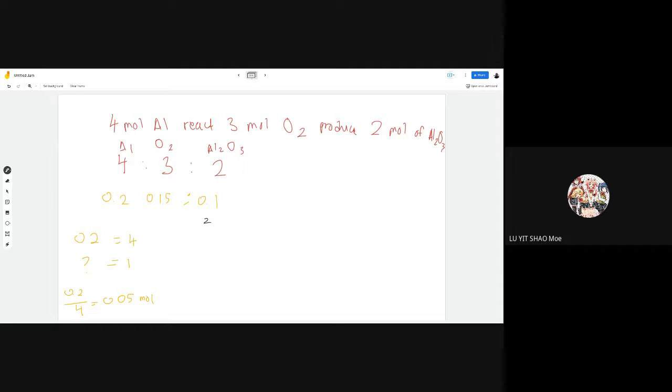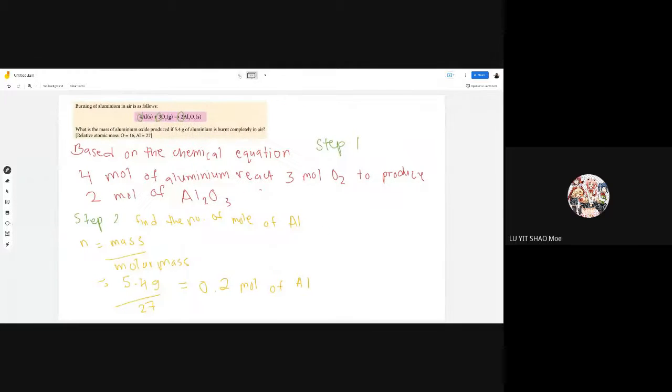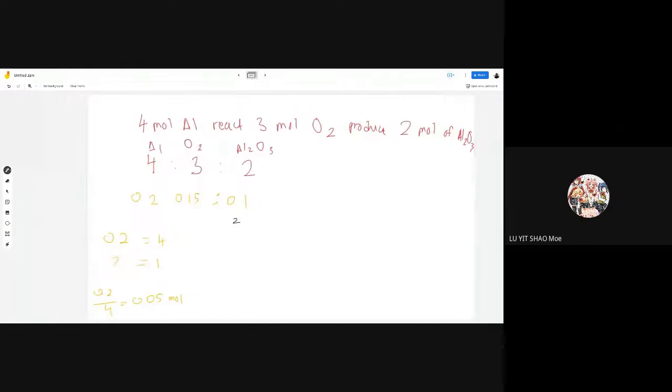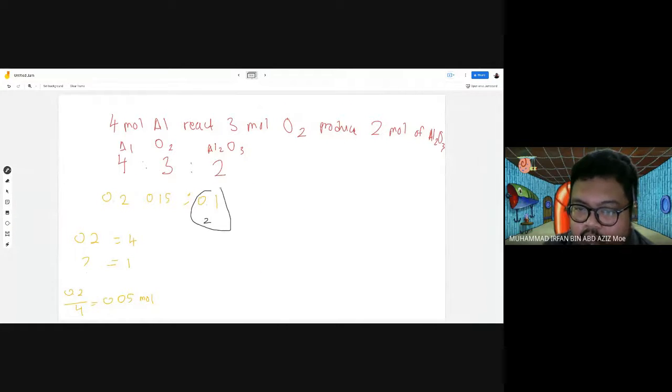So the question asks us to find the Al2O3, the mass of Al2O3, right? The mass. So you already get the number of moles sini, 0.1. So you can calculate lah the mass dia.